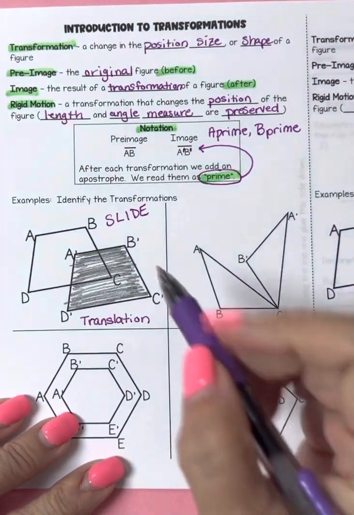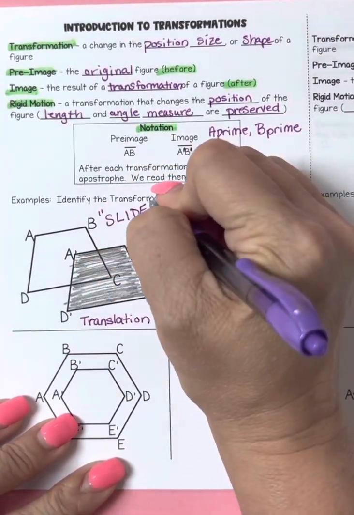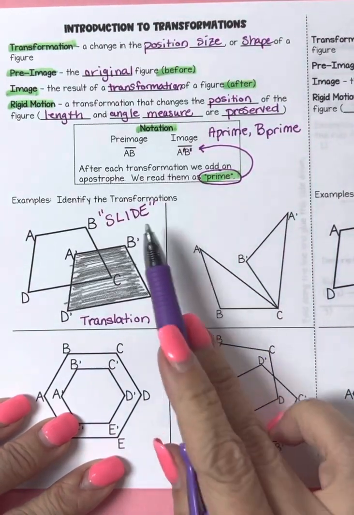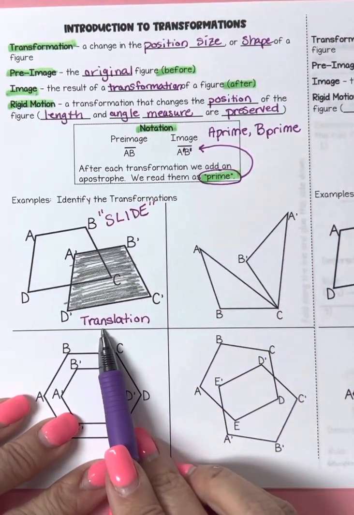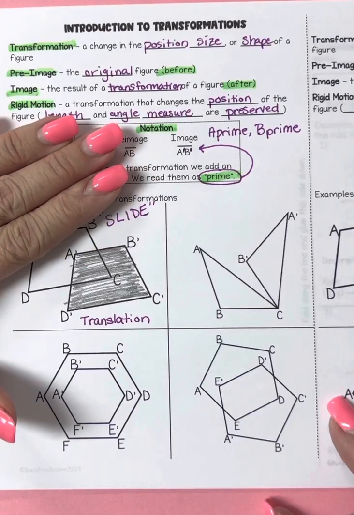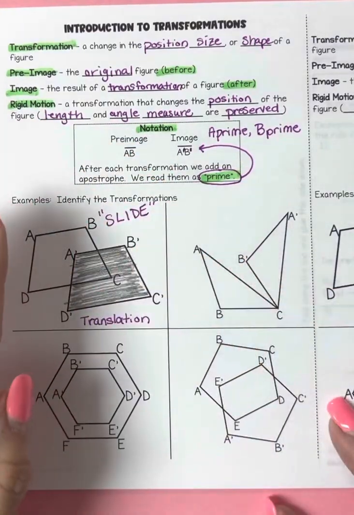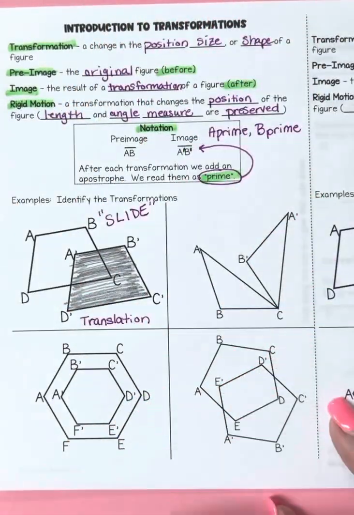Okay, I wrote slide here. That's not the real name for it, but that's really what it's doing. It's called a translation. Just means it slides from one place to another. It could slide left, it could slide right, it could slide up, it could slide down.